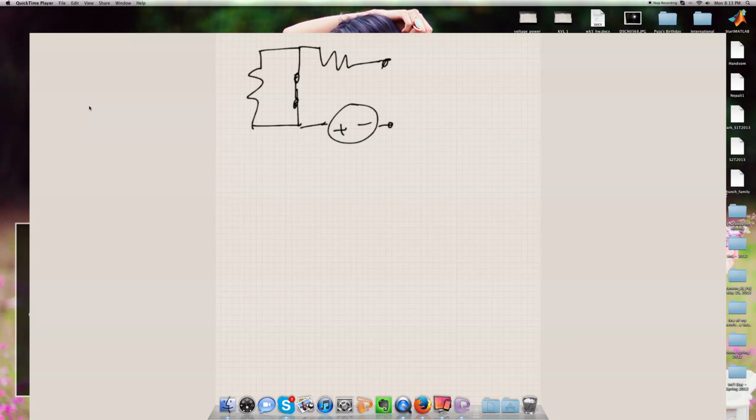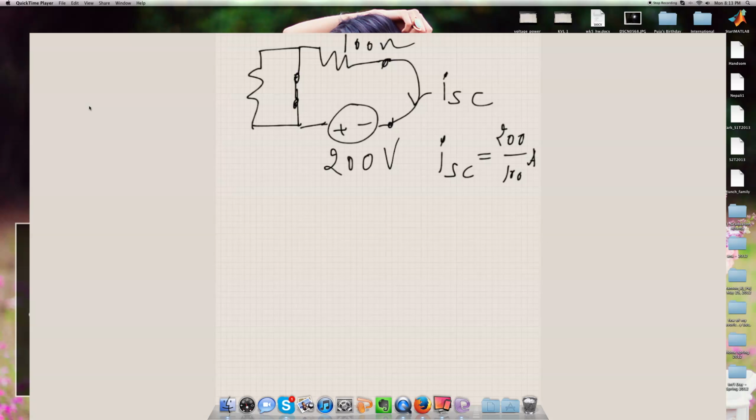So ultimately we have I_SC, the current that's flowing, 20 ohm here, a 200 volt, and 100 ohm. So I_SC is simply the ratio of 200 volt over 100 ohm giving amp. Therefore, I_SC is 2 amp.